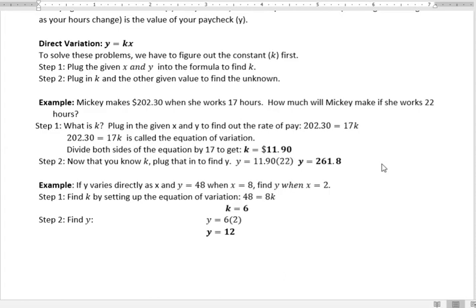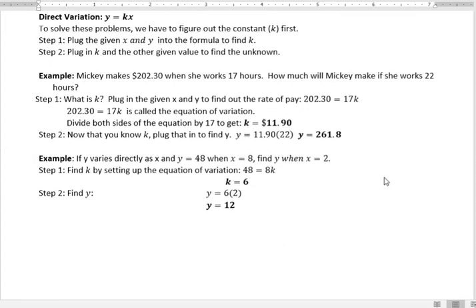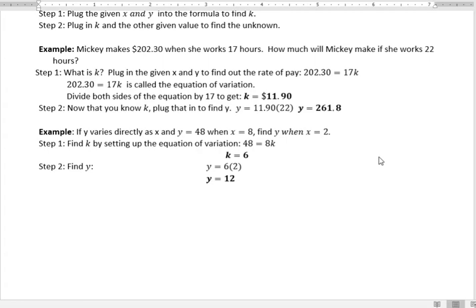Sometimes rather than being in the form of a word problem, it's more of just a statement like this last example. If Y varies directly as X and Y equals 48 when X is 8, find Y when X is 2. So it's telling us that Y is the thing that's varying, and it's varying directly, which means we can use this formula. And you can see that Y is 48 when X is 8, and then they say, what is it when X is 2?